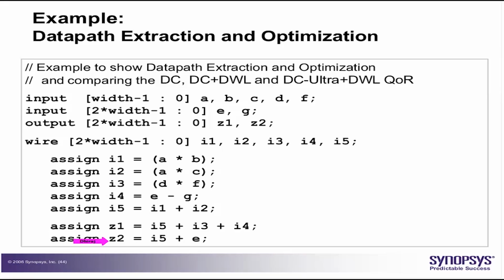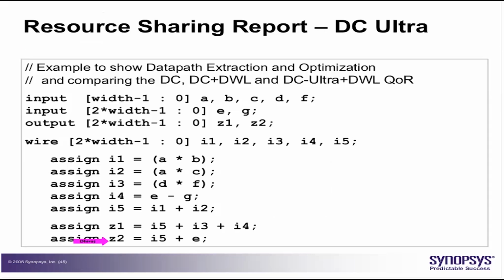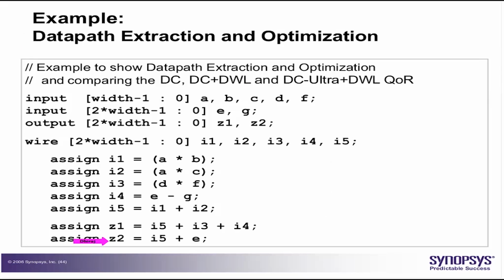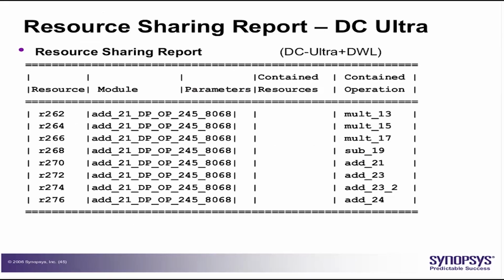Now let's see how DC will extract the data path. You don't have to do anything special. You just analyze this RTL, elaborate, apply a constraint, and do a compile_ultra. After compile_ultra is done, you just do a report_resources. A similar example, not exactly the same, is discussed in lab session 4, where we see the report_resources report in the lab. Now, let's see what it reports.